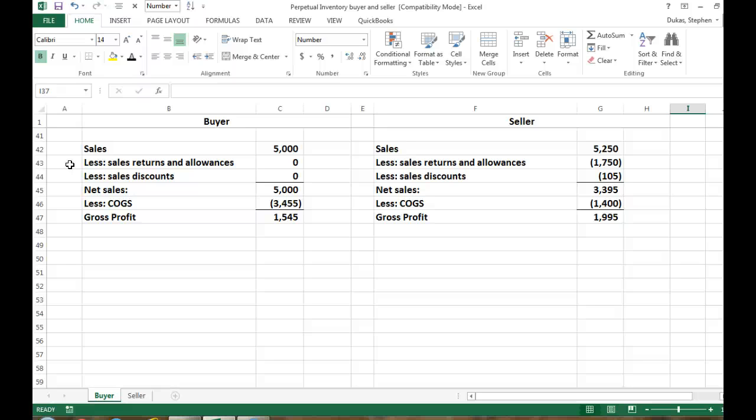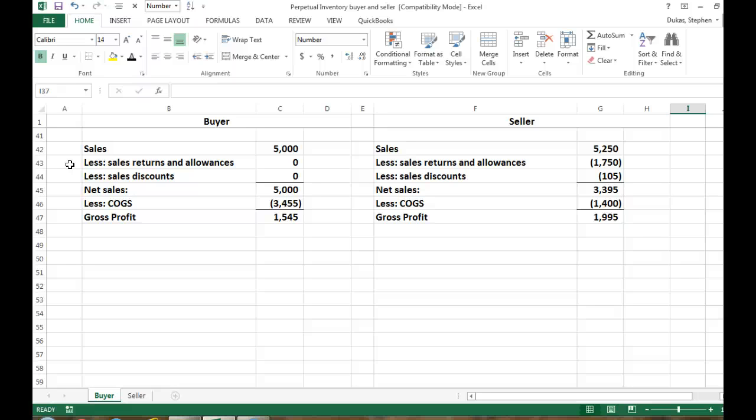From the seller's standpoint, they did have a return and allowance of $1,750. Remember, the difference between a return and an allowance is that a return is when the buyer returns the inventory because they don't like it. An allowance is where they're getting an inferior product by accident. For example, I order a refrigerator from Best Buy and it has a dent in one of the sides. So I want to send it back, but the trucker says, look, if you keep it, I'll give you $500 off. That's a sales allowance.